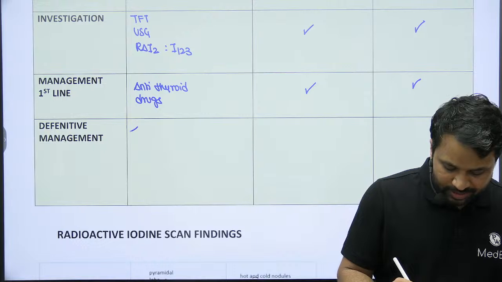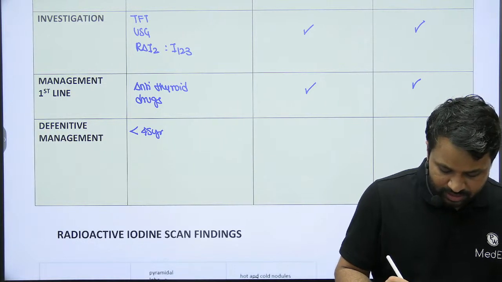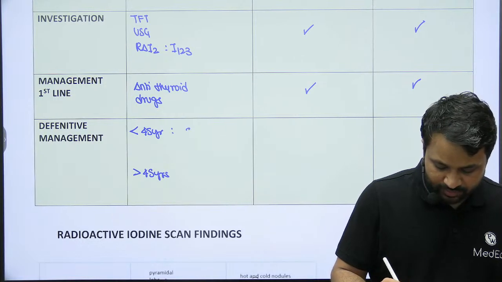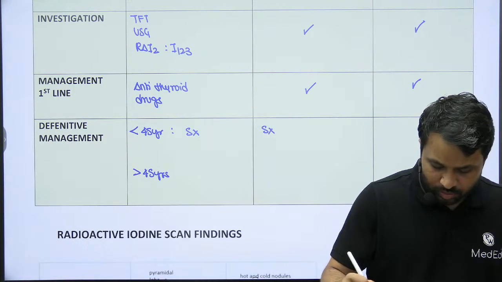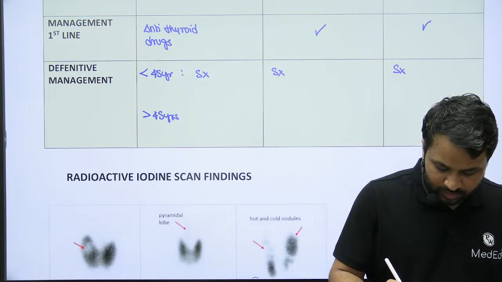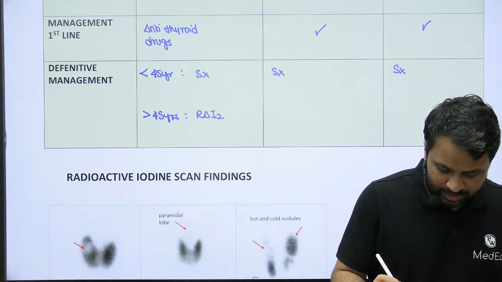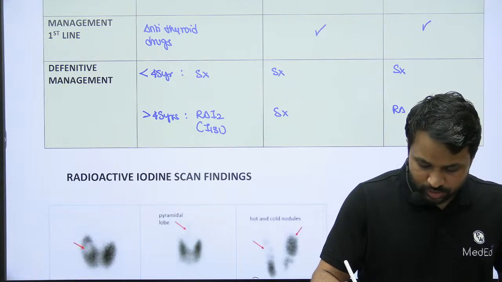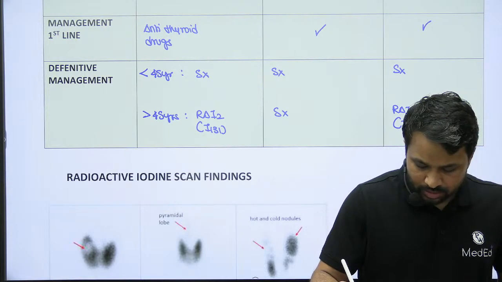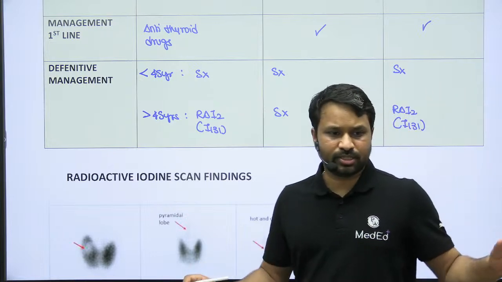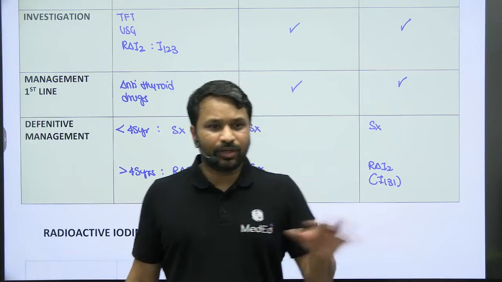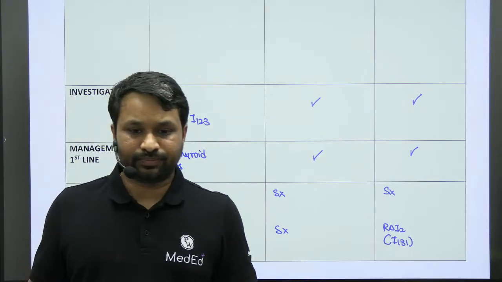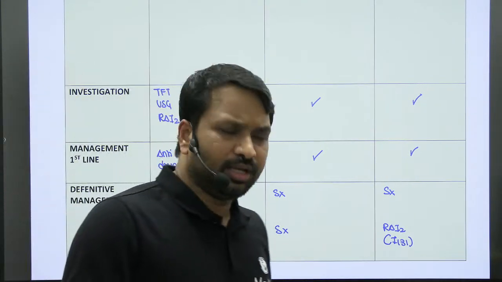And definitive management: age less than 45 years, age more than 45 years. Age less than 45, it is going to be surgery in all of them. Age more than 45, I will be using radioactive iodine ablation with iodine 131. Here, surgery. Toxic adenoma also, radioactive iodine with iodine 131 in age above 40 years. Okay. Now if you look at the beauty of this comparative table, the entire lecture that we did in 1.5 hours.